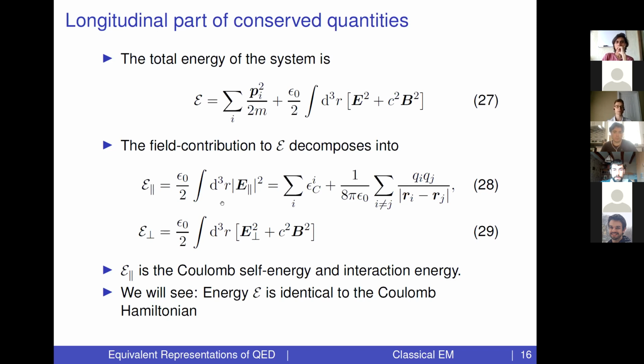And if we do that, then we see that the longitudinal component gives us exactly the Coulomb self-energy and Coulomb interaction energies. In particular, the Coulomb self-energies need to be regularized and will contribute to Lamb shifts later on, as one can show. And this is just the Coulomb interaction energy. And what one can also show, which we will see in more detail later on, is that the Hamiltonian in the Coulomb gauge is the energy operator corresponding to this expression.